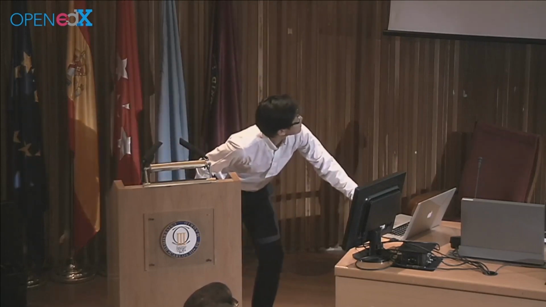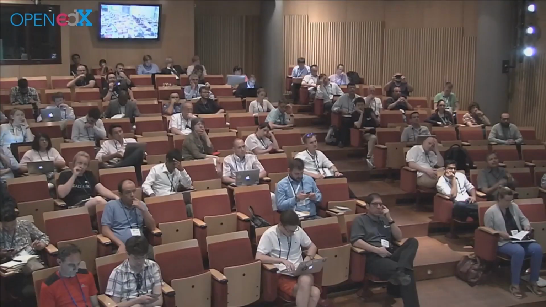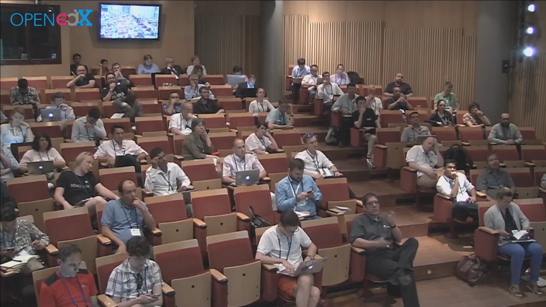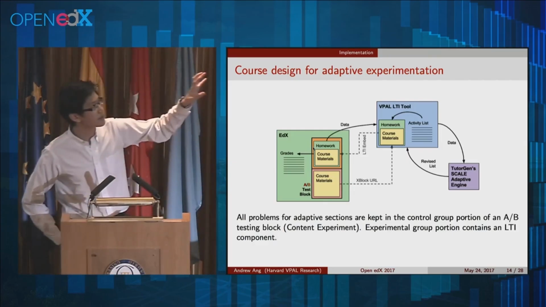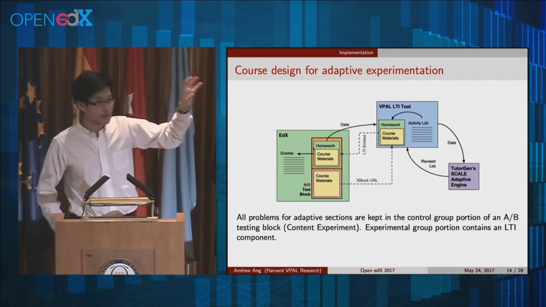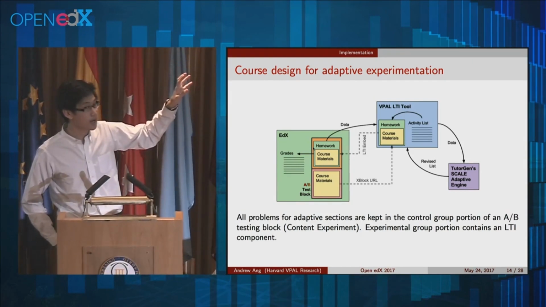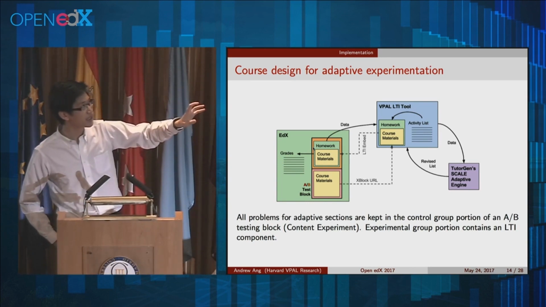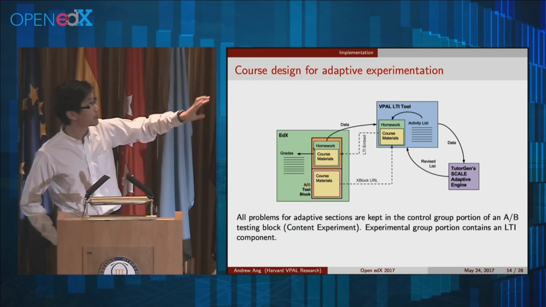And so here's the A group, and then on the top is the B group. And so there are 3 components in play here. One is edX, the LMS. There's also the adaptive engine, which I'll tell you about later. And then there's the LTI tool, which acts as the shuttle between the LMS and the adaptive engine.